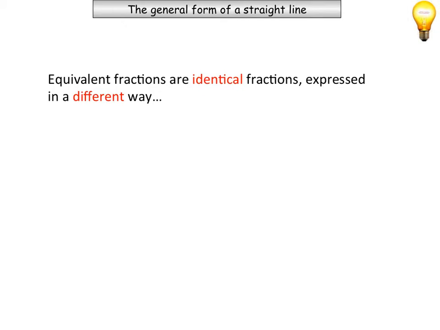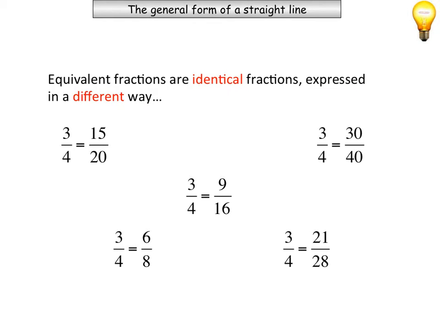Now we've already learned in year 7 that you can express fractions in many ways. So equivalent fractions are identical fractions expressed in a different way. For example, 3/4 can be expressed in many forms. We can express it with a denominator of 20 or 16 or 40 or 28 or even 8. But what you do to one side, of course, you have to do to the other. So you've expressed it in a different way, but it's exactly the same fraction.